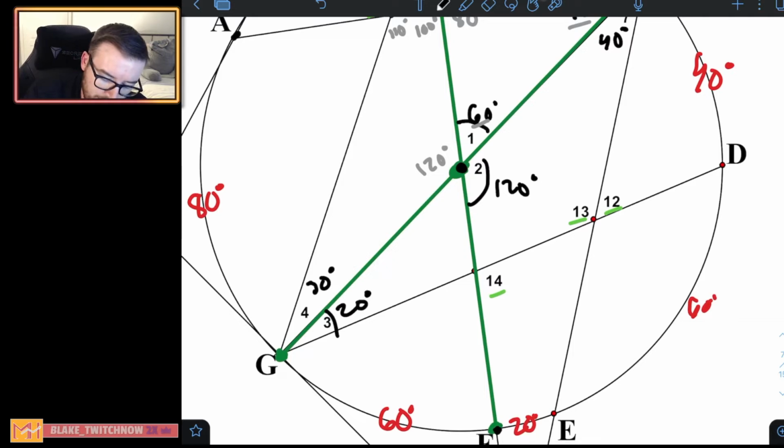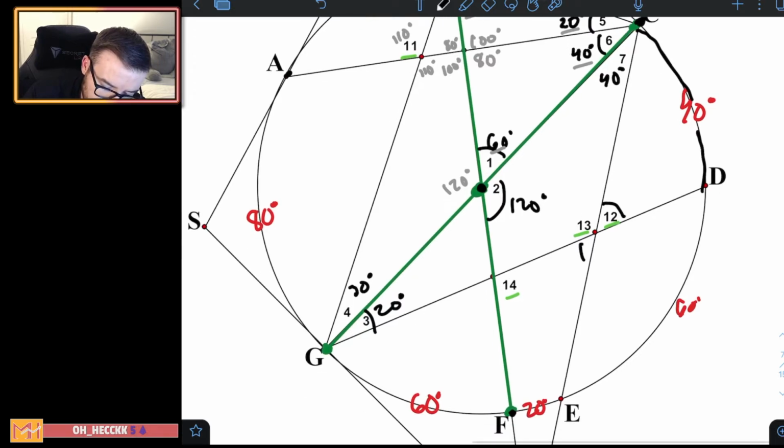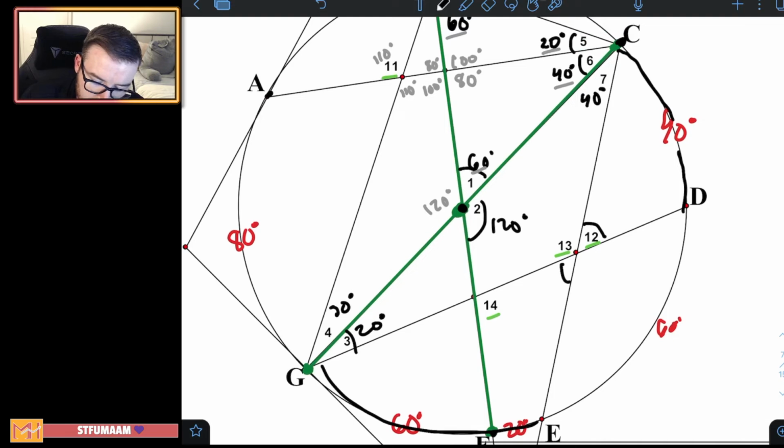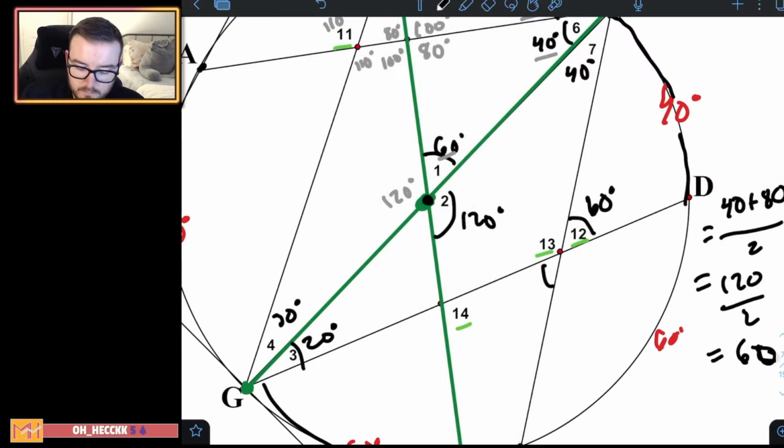So I'm gonna look at angle 12 and I'm gonna go, okay, here's this arc, and look on the other side and go, okay, here's this arc. The 60 and the 20 make 80, so 40 plus 80 divided by 2. I mean, that's not that bad. So you end up with 60 degrees. I mean, was that bad? No, not really.